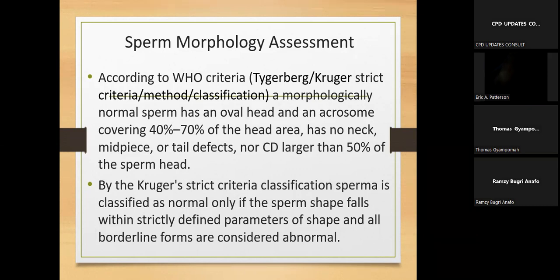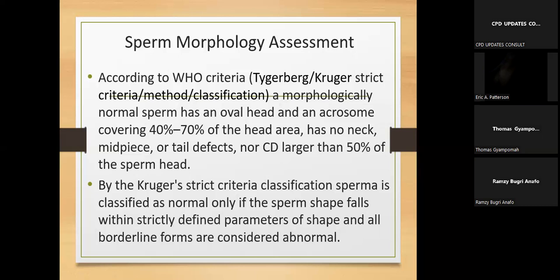Okay, so all that it means is that you know that a normal sperm should have an oval head, should have an acrosome covering 40 to 70% of the head area. It should have no head defect, no tail defect, no nothing. And then the CD, of course, you know the cytoplasmic droplet should not be larger than 50%. This is your criteria. Anything short of this is abnormal. So by the Kruger strict criteria classification, a sperm is classified as normal only if the sperm shape or appearance falls within the strictly defined parameters of the shape, and all borderline forms are considered abnormal.